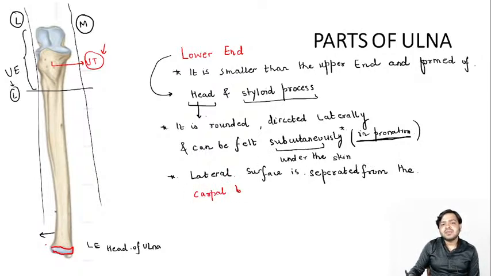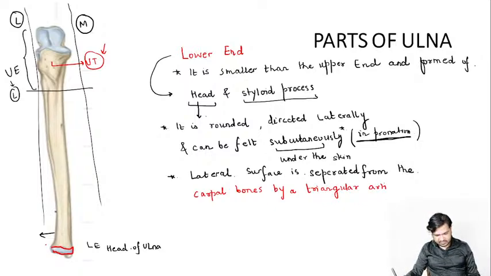I want to know one thing: does the ulna participate in the formation of the wrist joint or not? I want your answers, guys. Does the ulna participate in the formation of the wrist joint or not? Also tell me the other name of the wrist joint. The carpal bones are separated by a triangular articular disc.